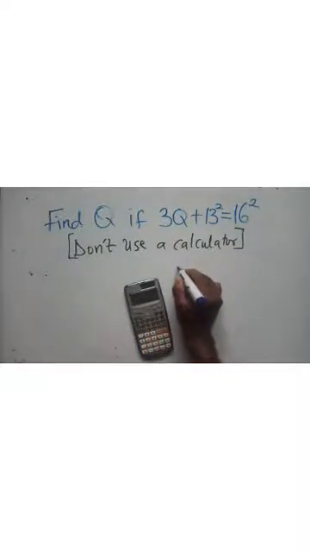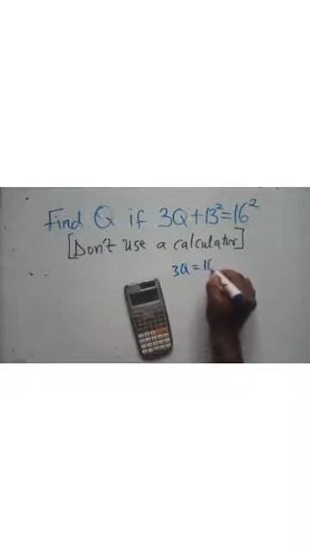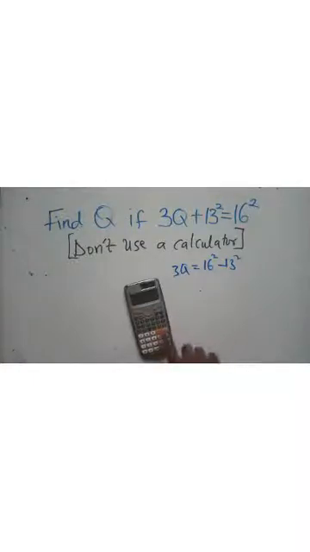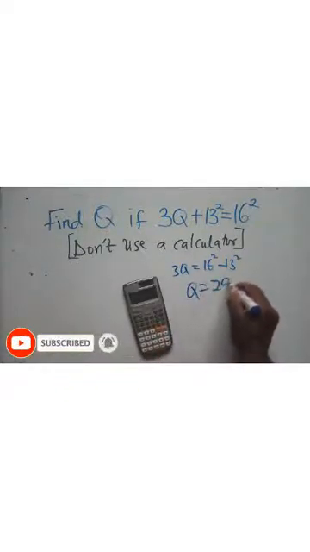Okay, that is very simple. I have 3Q and I have 16 squared. So when I make Q the subject, I'll have something like this. So let me square 16 and subtract 13 squared from it. I have 87. Divide 87 by 3 and I have 29. So that means if I solve this well, I should get 29.